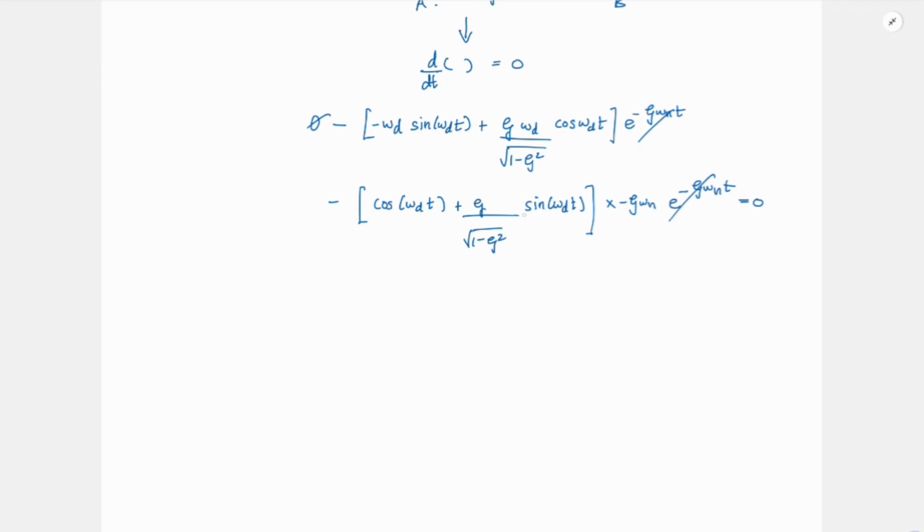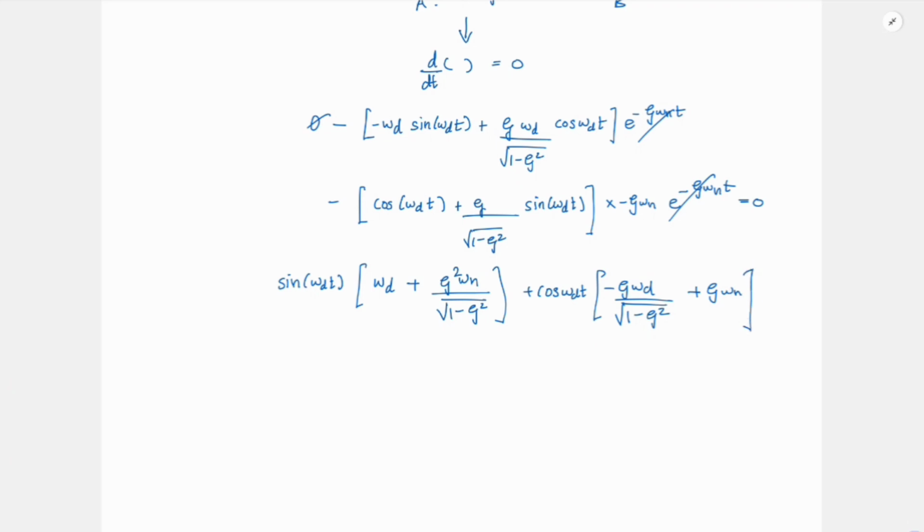So if I try to combine the sine and cos terms, what will I get? I'll first combine the sine omega dt term. Here what I have is plus omega d, right? And here I have minus zeta square omega n by root of 1 minus zeta square. So this minus, we have two minus here, so it becomes plus. And I'll combine my cos terms. So plus cos omega dt into, I have minus here, minus zeta omega d by root of 1 minus zeta square. And here also I have plus zeta omega n equal to 0.